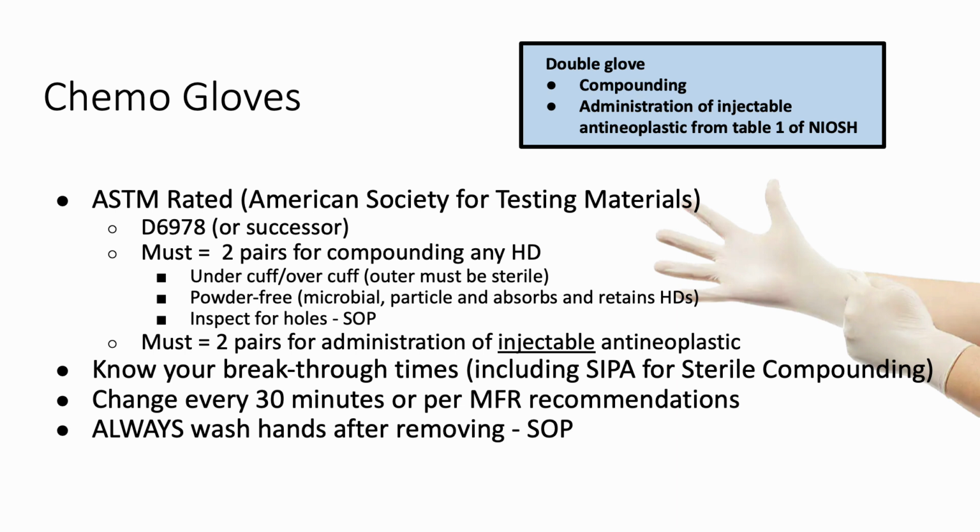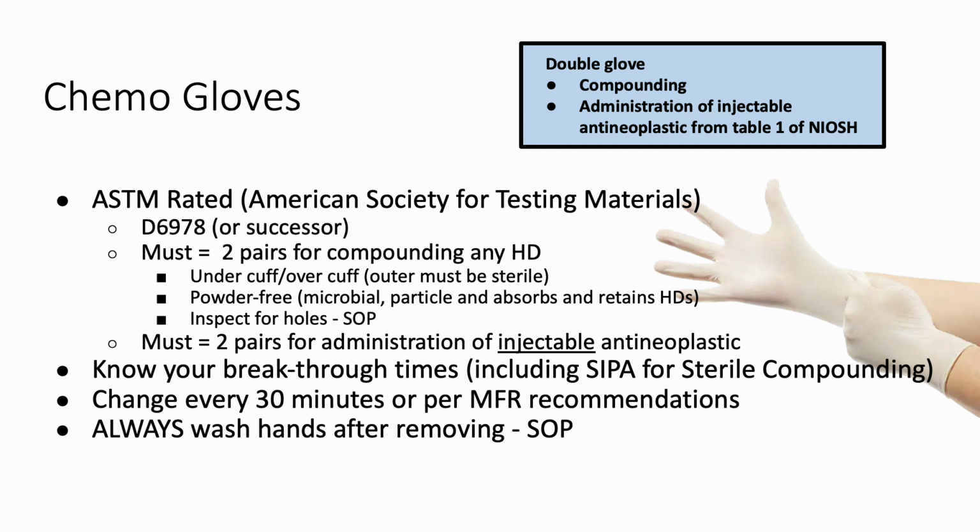Now you can have non-sterile gloves underneath, but it's not the best practice. You really need both of those pairs of gloves to be sterile. The gloves must be powder-free and inspected for holes for integrity. Also, we need to know our breakthrough times for the chemicals we're handling in our facility to make sure the gloves can withstand that chemical for what amount of time, including our sterile IPA. Also, we're going to change our gloves every 30 minutes or per the manufacturer recommendation, and always, always, always wash your hands after removing the gloves.